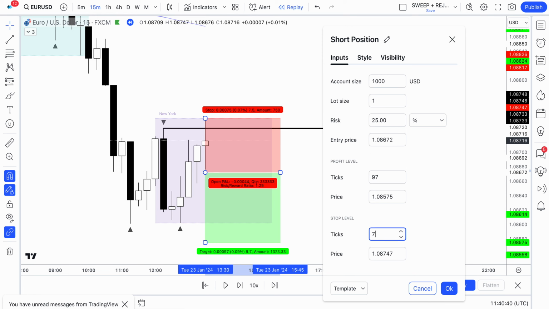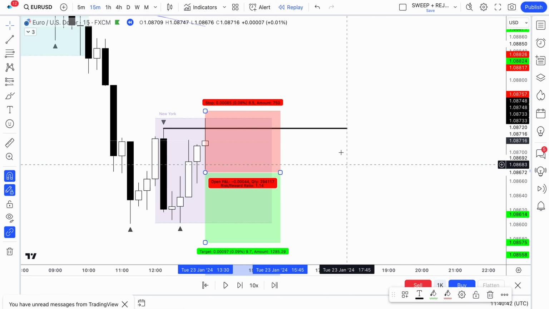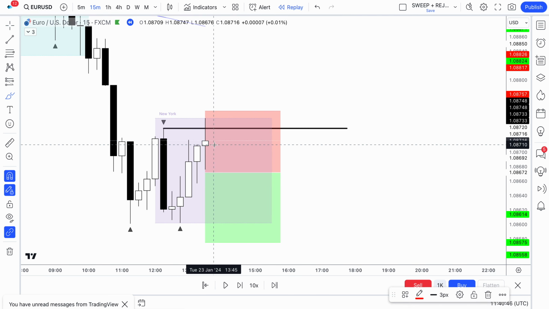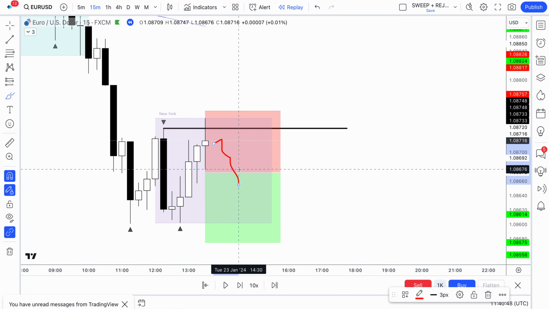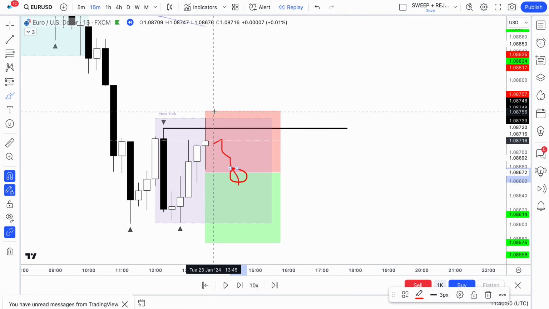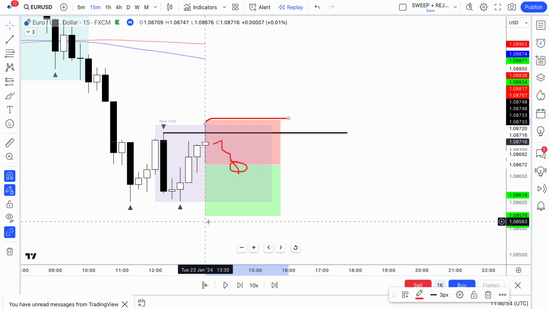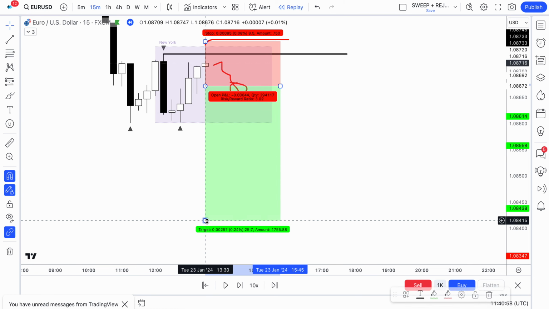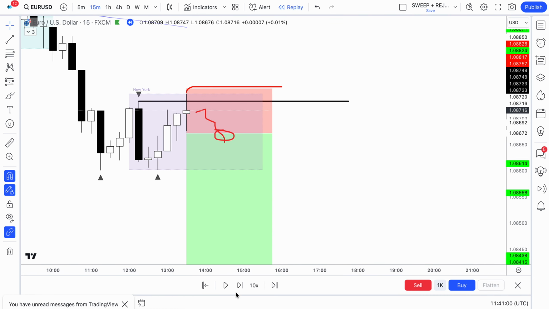And then we also want to have a 1 pip stop loss above the high of this candle. If we are triggered in, for example, if price now pushes down and triggers us in, we're going to have a stop loss above here and we're going to target a 1 to 3 risk to reward. Okay, 1 to 3. So let's play price on.